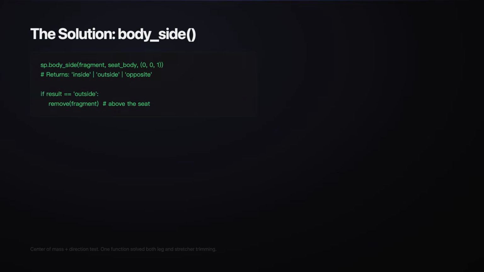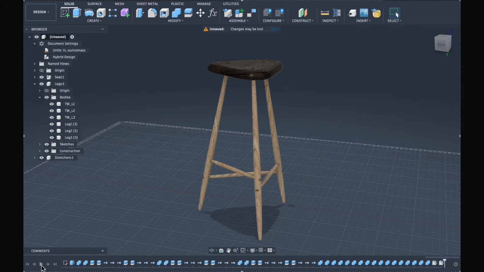So I ended up asking the agent to write a helper function, body side. It takes a fragment, a reference body, and a direction. It checks the center of mass to figure out if the fragment is on the target side, the opposite side, or inside. Basically a simple physics check that gives the agent spatial awareness it otherwise lacks. And it worked, for both the leg to seat trim and the stretcher to leg trim. One function solved both.